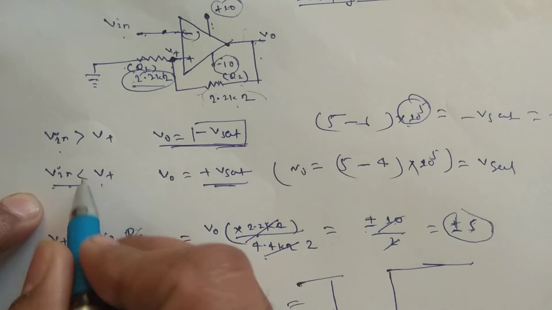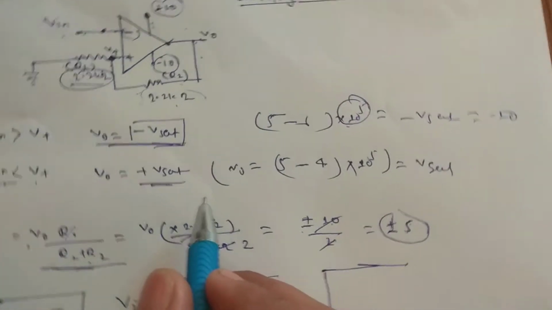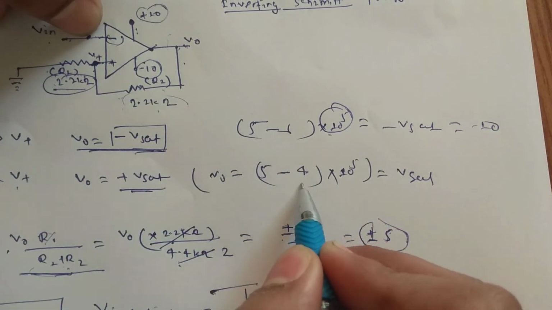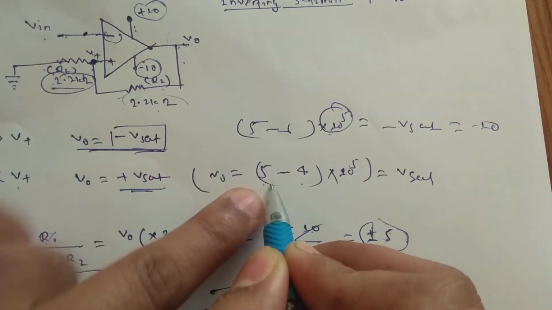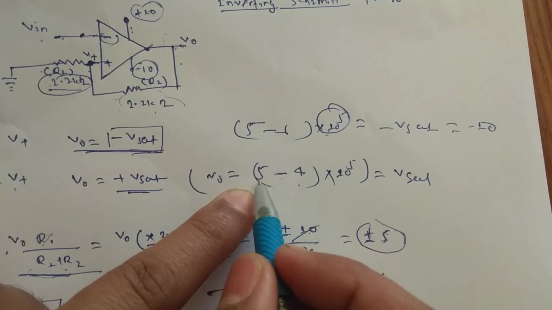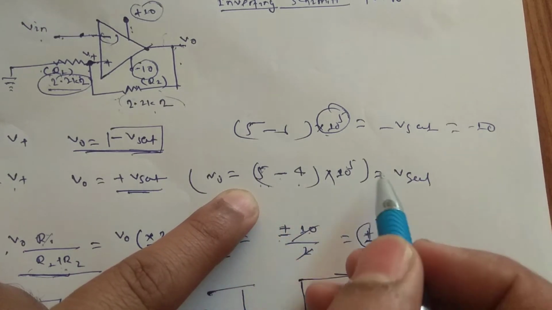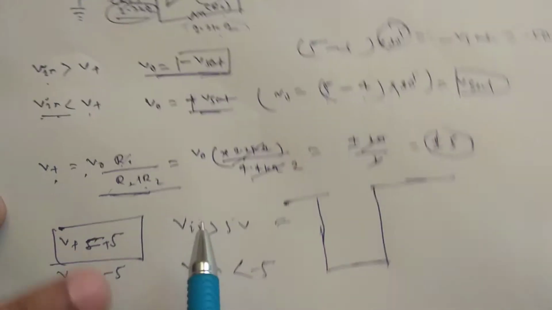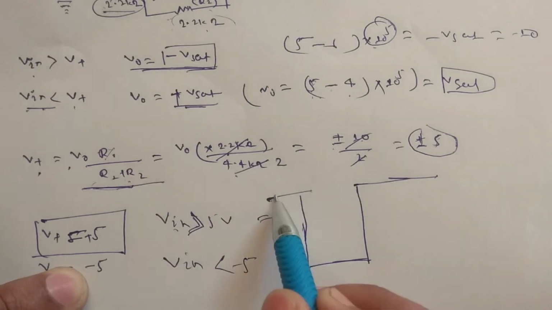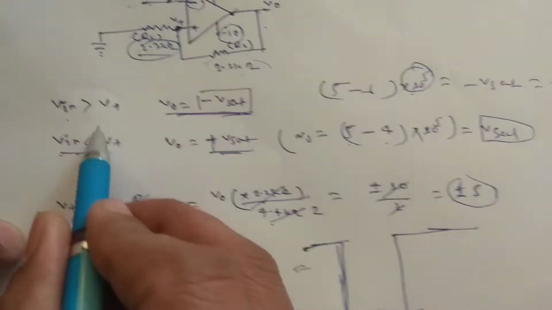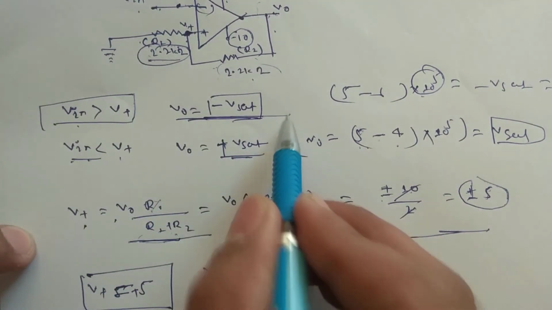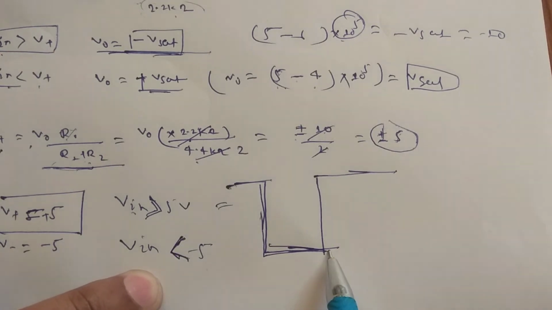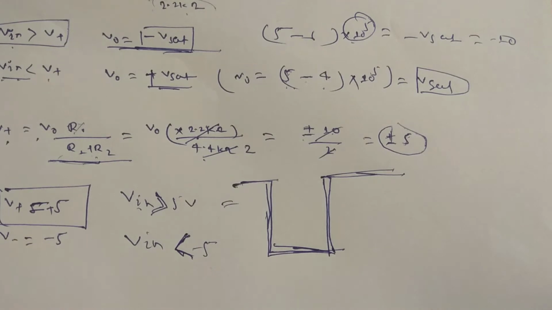Now when V in is lesser than V positive, suppose I have kept V in at 4 and V plus is 5. Then 5 minus 4, multiplied by 10 to the power 5, is going to give you plus V sat. So the output will be plus V sat. When the input is greater than 5, you are going to get minus V sat, and when I give a value lesser than 5 volt, you are going to get plus V sat. That we are going to see in the circuit.